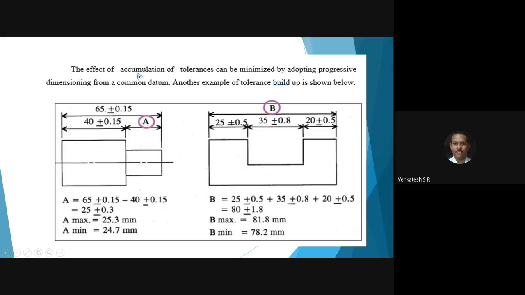The name, accumulation of tolerances. Say, for each and every dimension, there will be a tolerance, that is upper limit and lower limit. Add all the tolerances and it becomes total tolerance. That is the accumulation of tolerance for component A and component B.